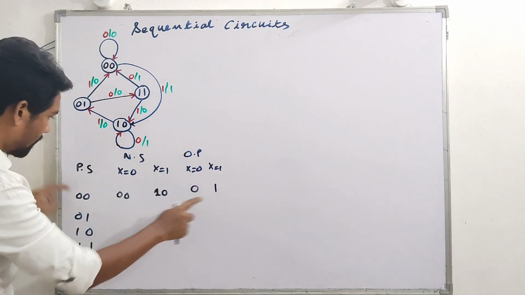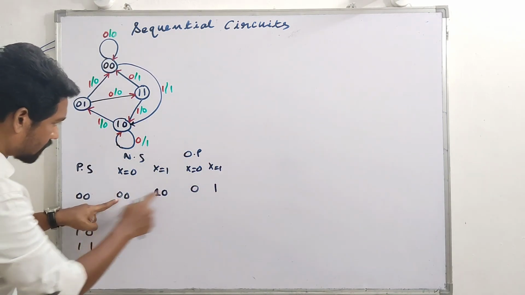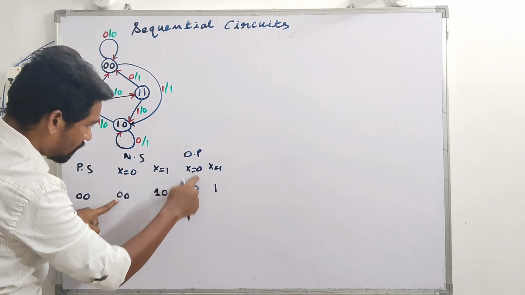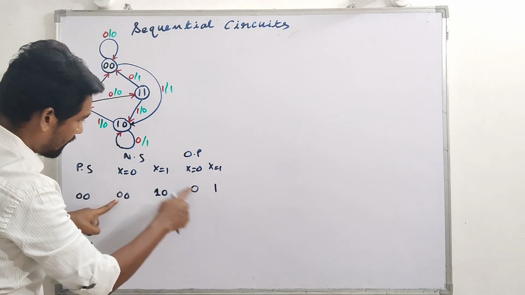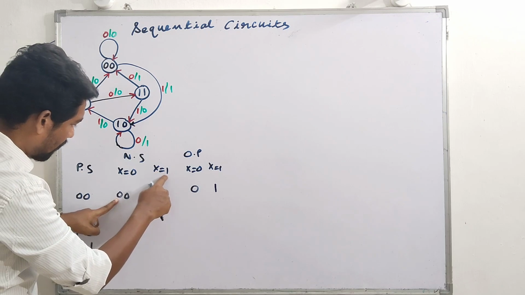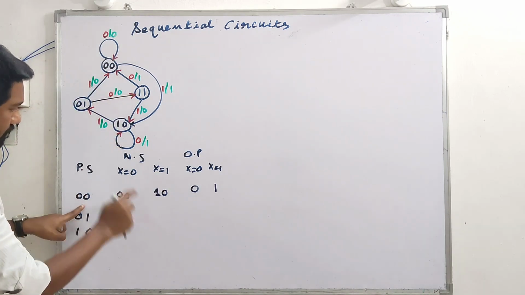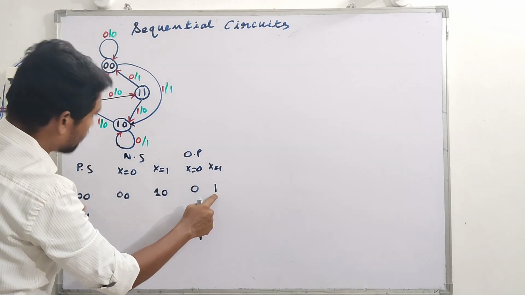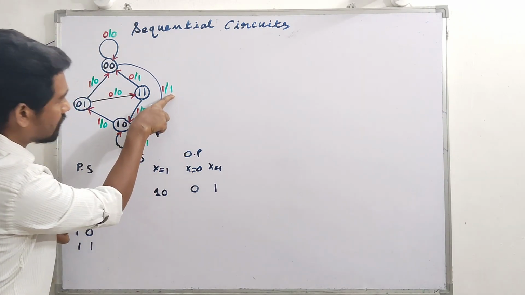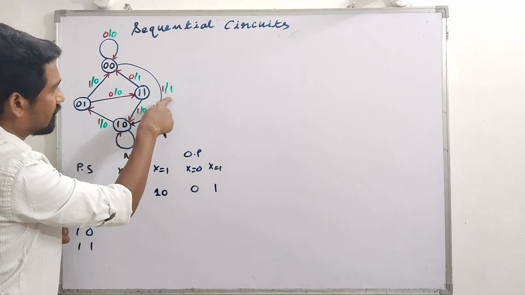All right, this is for x equal to 0, the next state and the output, and this one is for x equal to 1, the next state if 00 is the present state from the machine, and the corresponding output is 1. That information is obtained from this indication.